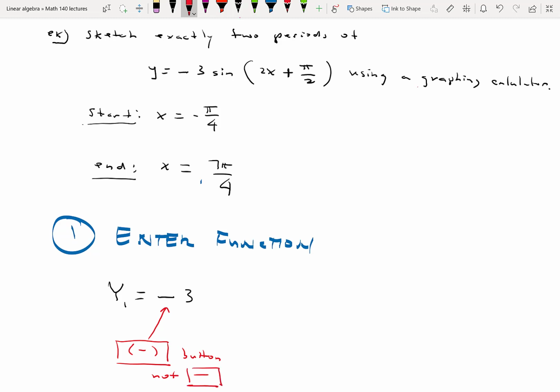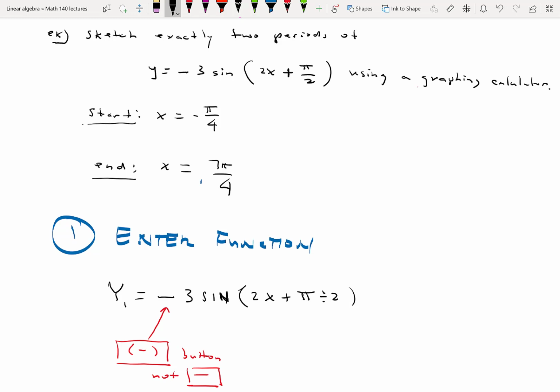Okay, so -3 times, then you push the sine button. The sine button will open the parentheses for you, and you push 2x plus pi divided by 2. Okay, so if you do that, that enters the function. So you have -3, I'm doing it with us to make sure that this works out, -3 times the sine of 2 times x plus, remember the x button is the one that says X,T,theta,n, 2x plus pi divided by 2, and then close the parentheses.